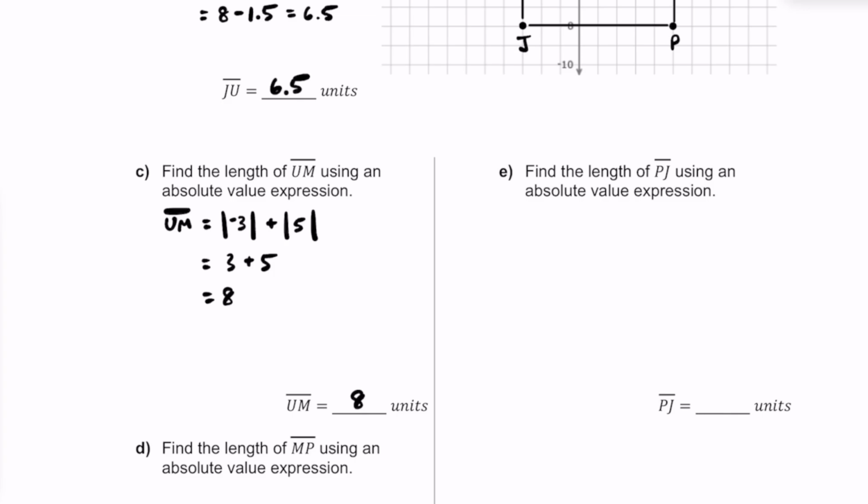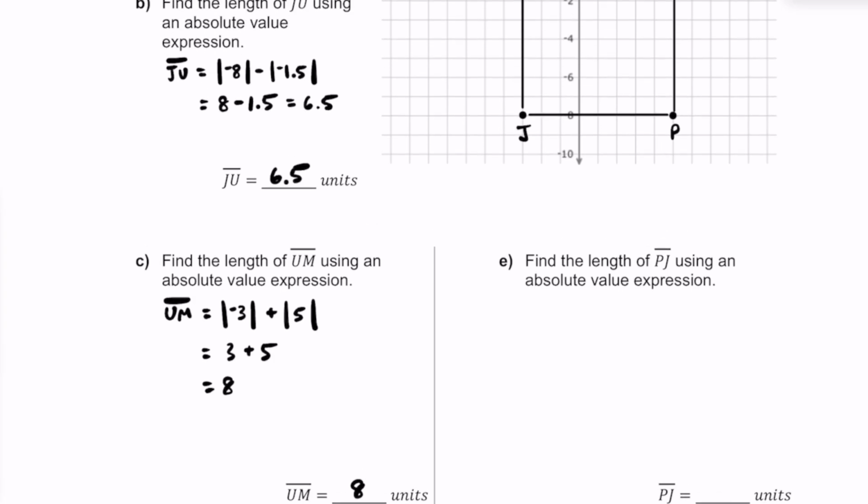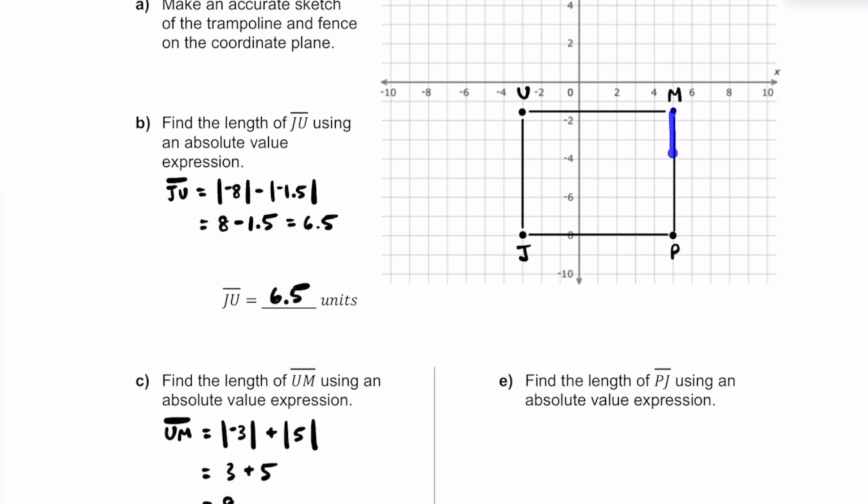All right, next for part D, we're going to find the length of MP. Now keep in mind here that segment MP, that's this segment right over here, that's going to be the same length as UJ. So we're going to use the absolute value expressions as well, but you already should know right now that the UJ or JU is going to be the same thing as here, 6.5 units. So we know what the answer should be, so we can always just double check that along the way.